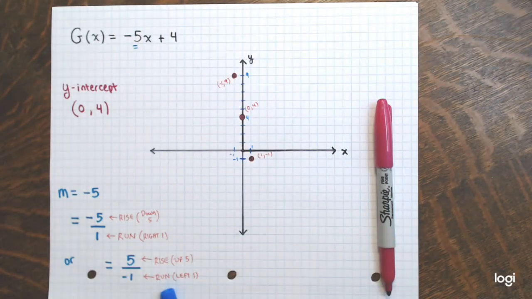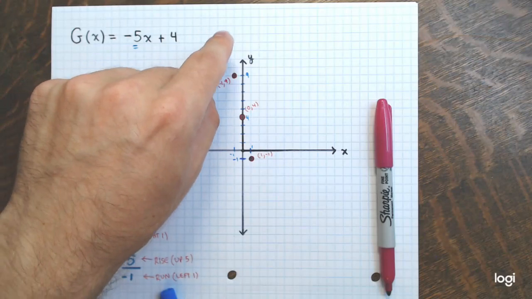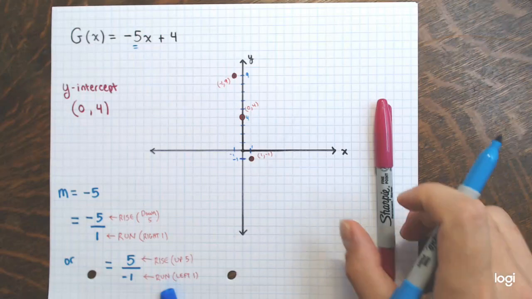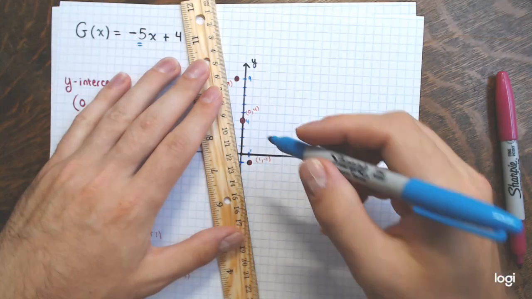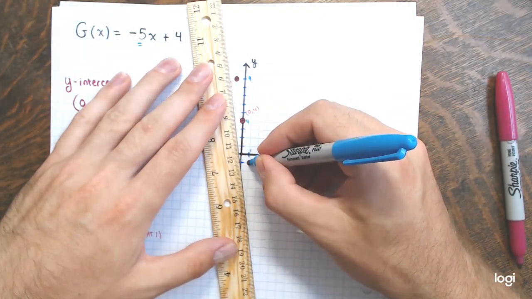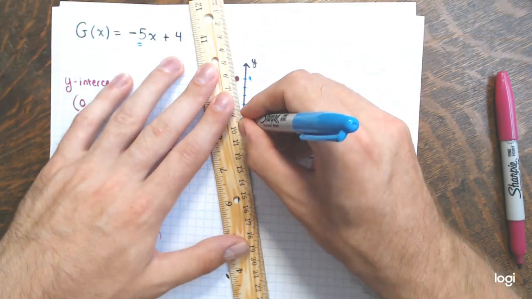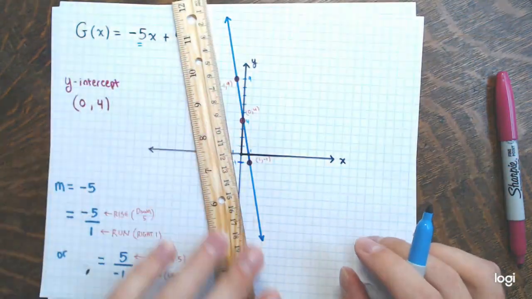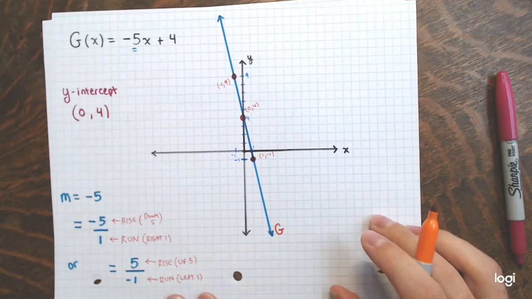And you could do this forever. You could do this all day long. Keep going down 5, right 1, down 5, right 1, or up 5, left 1, up 5, left 1, and keep plotting points, and they're all going to fall on this same line. So now that I have at least 2 points, let's draw that line in. So there we go, connect it all. Nice straight line here. It might have been a little off because of my ruler movement, but there we go. And there's a graph of this function, capital G.